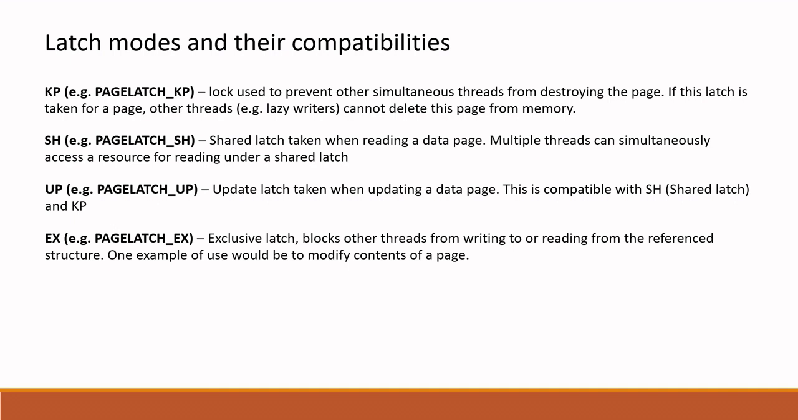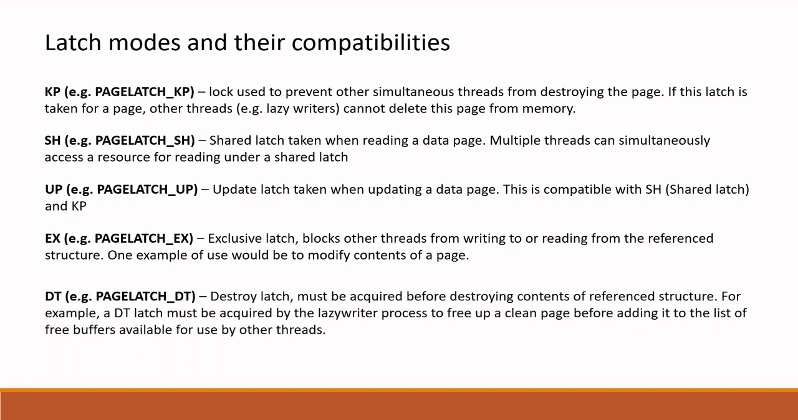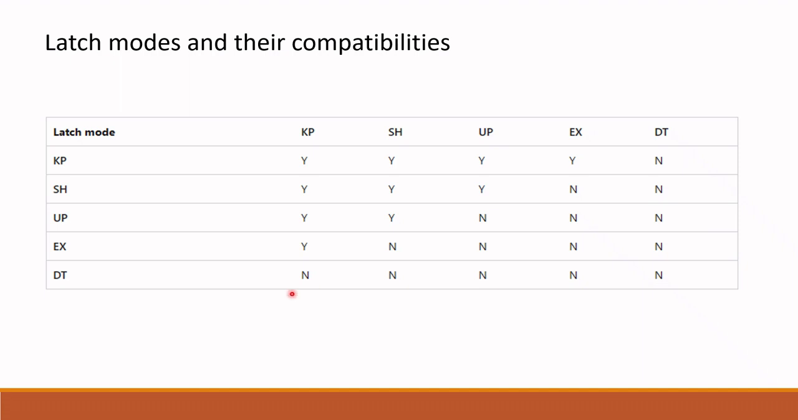This is a very exclusive latch, not compatible with any type. This kind of latch is taken when, for example, a page is being completely updated, like data rows or metadata in the page being updated. So we take this kind of latch in those cases. The last one is the destroy latch, DT. This must be acquired before destroying the contents of a referenced structure, I mean, data pages. The summary of the compatibility is here. As you can see, for example, if the page has an SH type latch, other simultaneous threads with KP and UP latch types can access the same page.